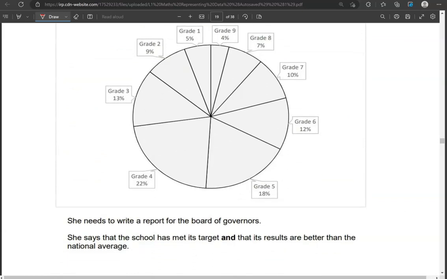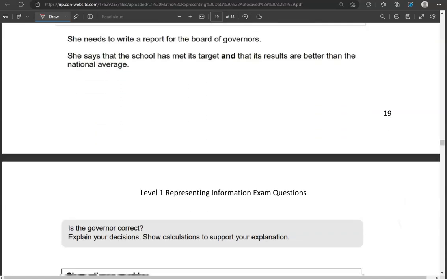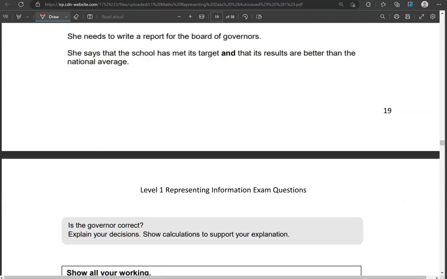She needs to write a report for the Board of Governors. She says that the school has met its target and that its results are better than the national average. Is the governor correct? Explain your decisions. Show calculations to support your explanation.